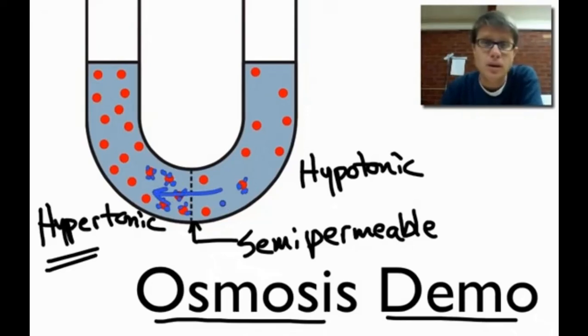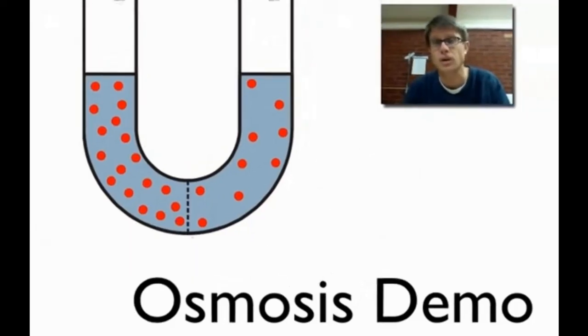However you want to think about it, is the water flowing from an area of high water concentration to low, or is the water flowing towards a hypertonic area? Either of those, it doesn't matter as long as you know which way the water is going to flow.